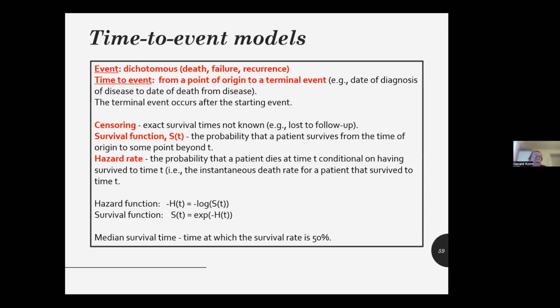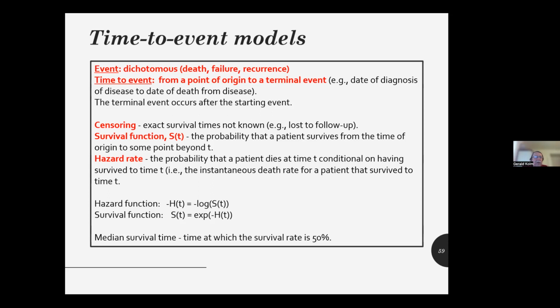In this case, we have another issue to think about, and that's what's referred to as censoring. Because if we are following, say, cancer patients or heart disease patients over time, some patients might be lost to follow-up or drop out of the study. So the exact survival times are not known, but we can still use the time that the patients were in the study in calculating our survival function.